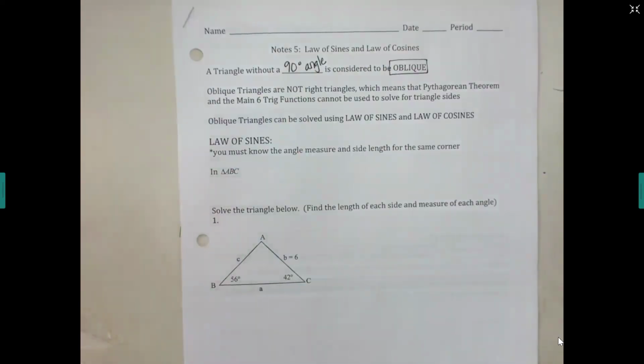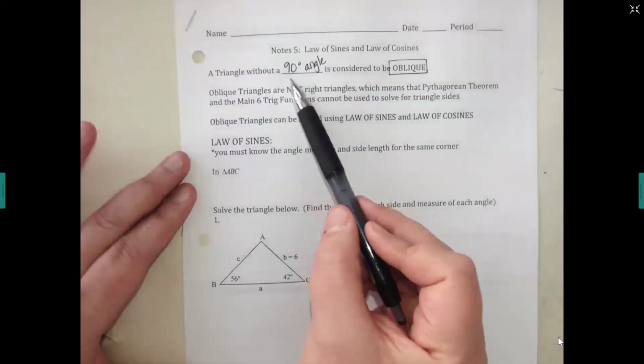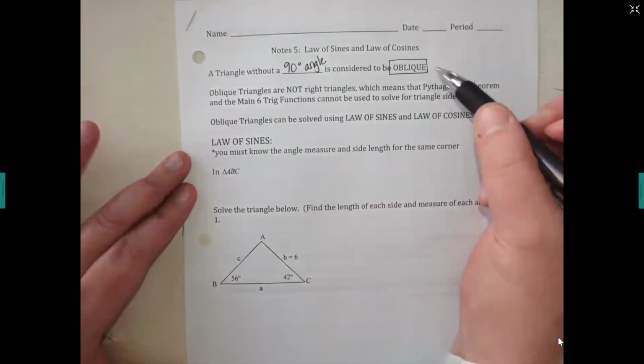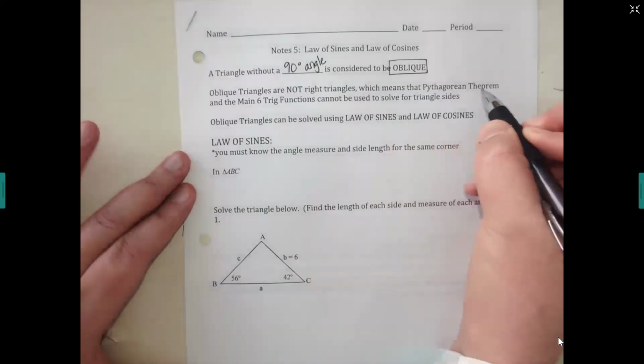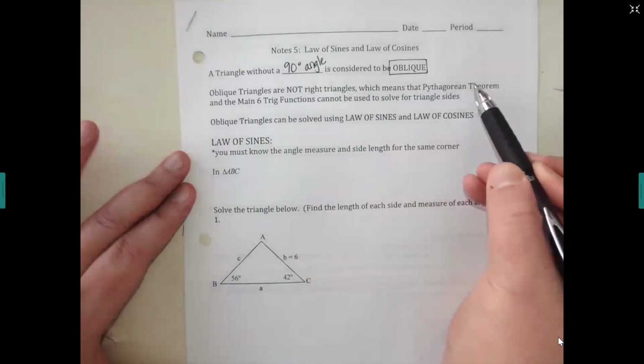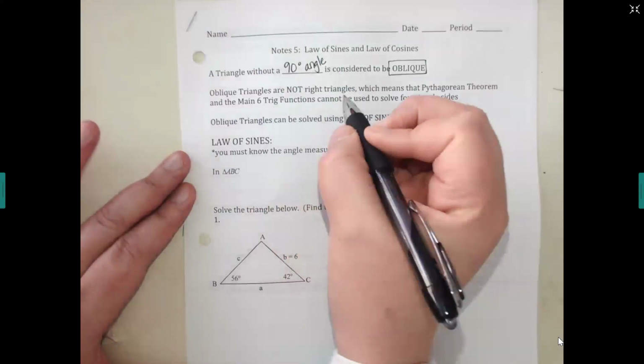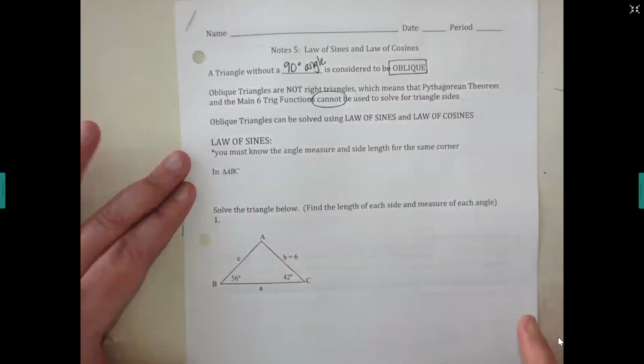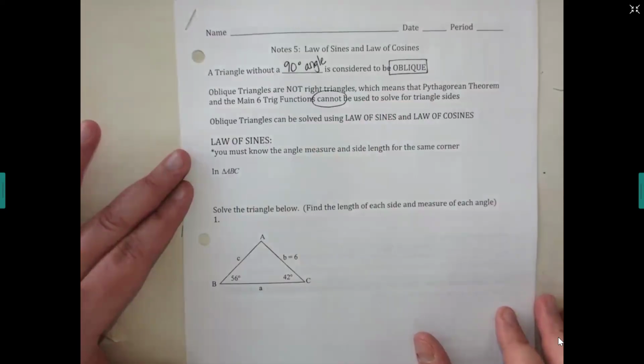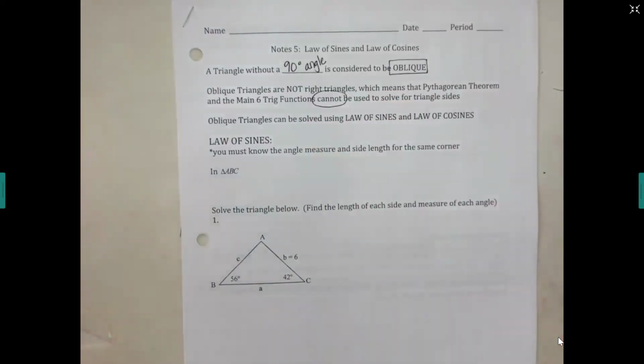So it can only be one or the other. If it has a right angle, it's a right triangle. If it doesn't, it's oblique. Oblique triangles, given that they do not have a right angle, cannot use the Pythagorean theorem. The Pythagorean theorem and the other 6 trig functions cannot be used on that type of triangle. However, you still have to have some way to find the sides of the triangle, and that's where the law of sines and cosines come in.